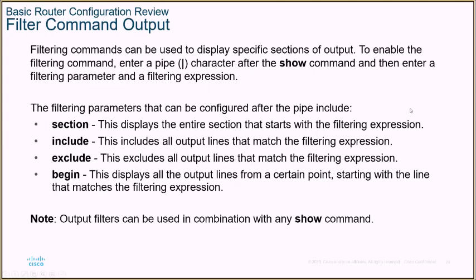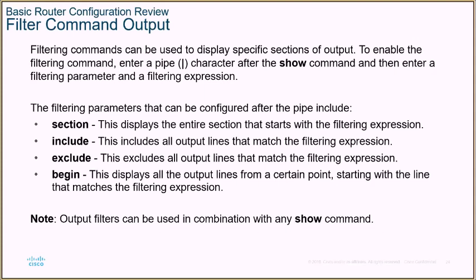All right, now you can actually filter output. Now, I don't think this filtering works very well, if at all, on Packet Tracer. That's the downside. Works nicely on the hardware, not so much on the software. But anyway, filtering commands can be used to display specific sections of output. To enable a filtering command, you need to use the pipe character. So it's either the 1 straight line or it's 2 straight lines. It's the uppercase of the backslash character on the keyboard, typically.